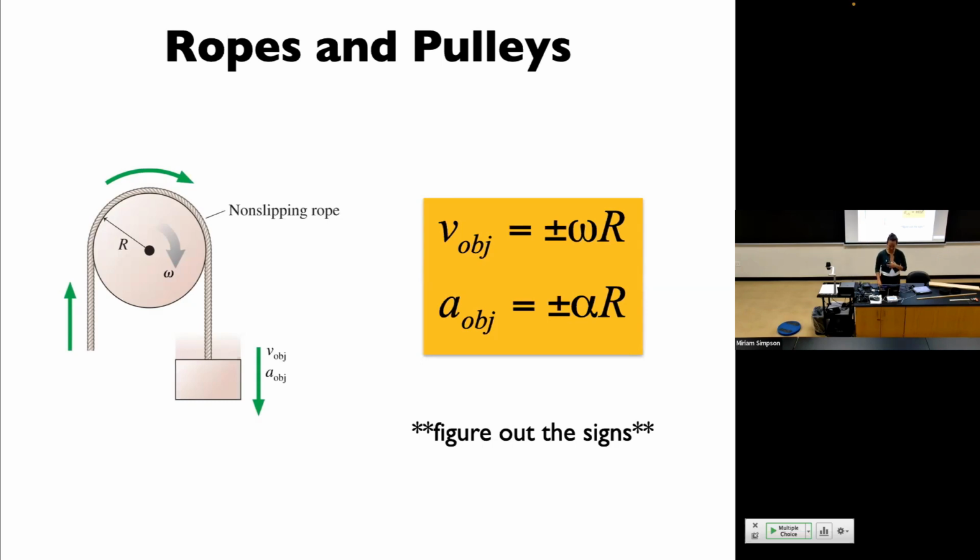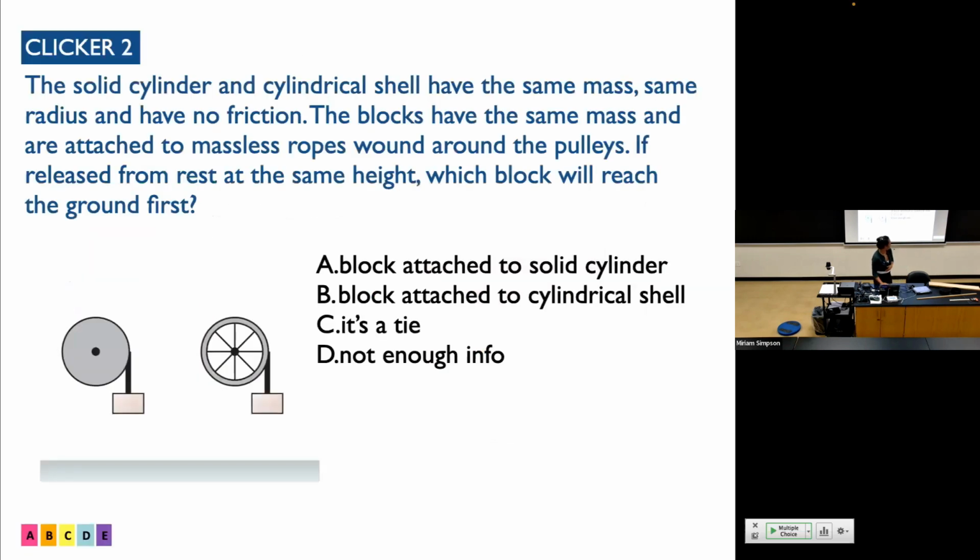Basically, the tangential velocity at the rim should match this velocity. The tangential acceleration at the rim should match this acceleration, because everything is moving together. So this is just an acceleration constraint problem, but now including torque. All right, cool. Let's try a clicker question.